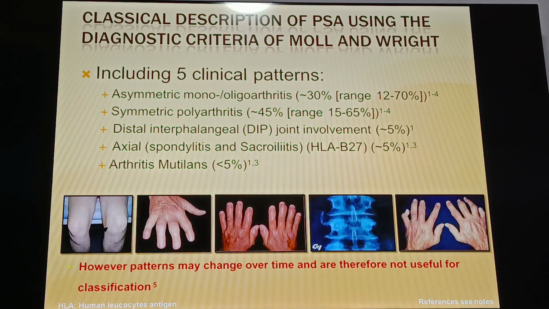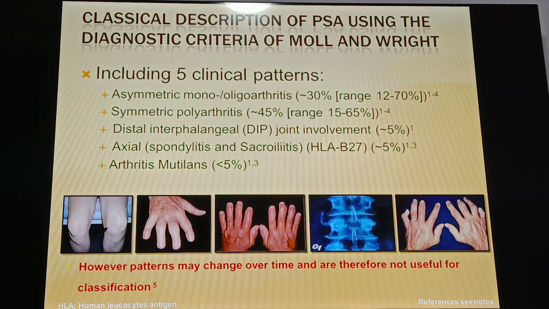Arthritis mutilans. Okay. See, they have given the pictures also here. The first one is asymmetric monoarthritis, mostly the left knee joint is involved here. Right is normal, left is abnormal in the first picture. In the second picture, it is a symmetric polyarthritis. All the joints are involved. The third picture is the distal interphalangeal joints. See the nail changes also here. The fourth picture is axial spondylitis and sacroiliitis. And the fifth one is arthritis mutilans. Here this is arthritis mutilans.